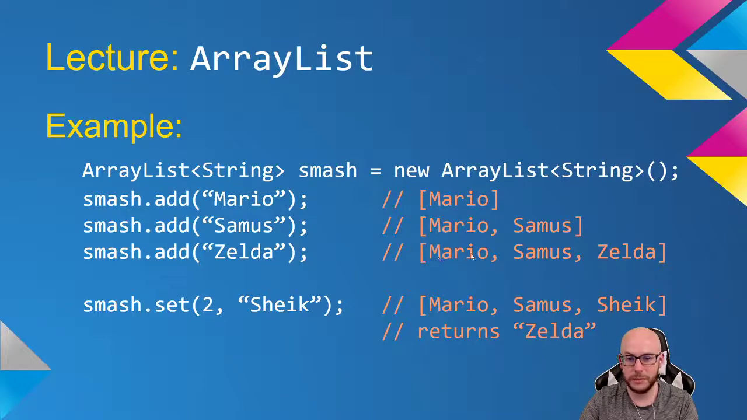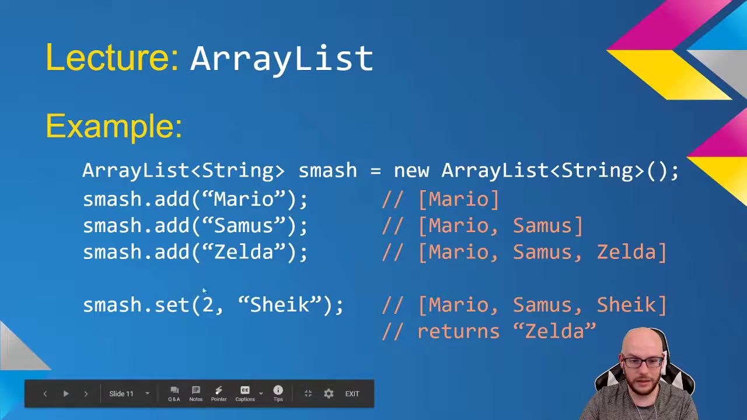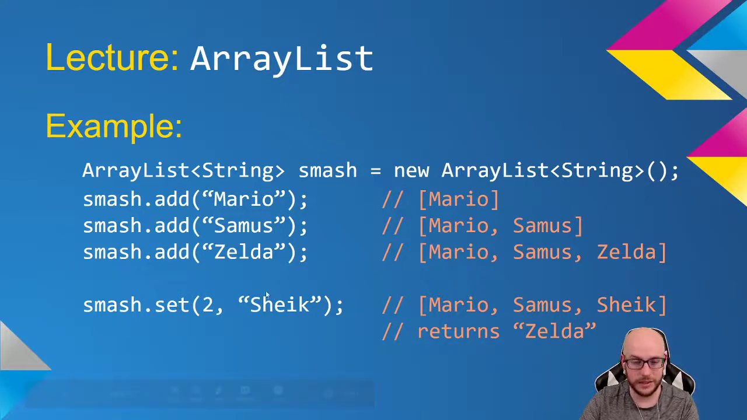Let's take a look at this example. We have Mario, Samus, Zelda going into it. Again, I'm setting index 2 to Sheik. And effectively, smash.set(2, Sheik), this is Zelda. This is returning Zelda. So I have a string Zelda just sitting here. And again, in this example, I didn't print it, but you could. You could print it off. We could see what did we actually remove.